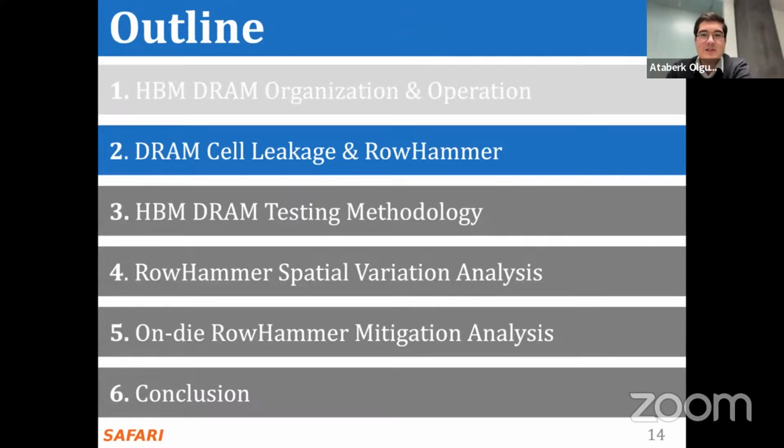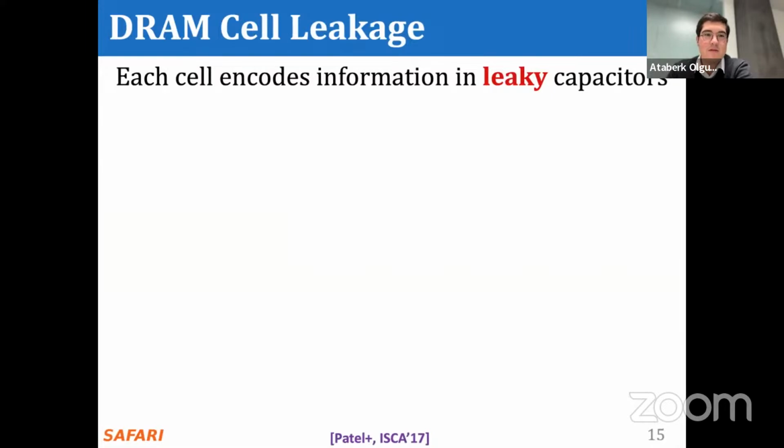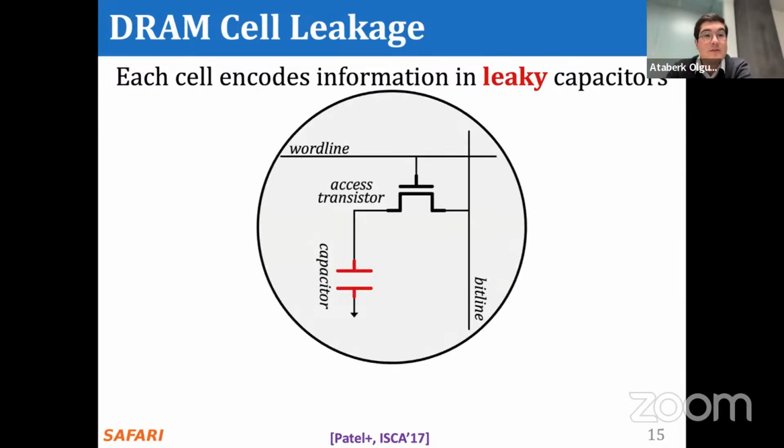So let's look at leakage in DRAM cells and RowHammer in more detail. Each DRAM cell encodes data in fundamentally leaky capacitors. And here's a simplified diagram of a DRAM cell where the capacitor in red stores the data, and the access transistor determines when the cell is being accessed.